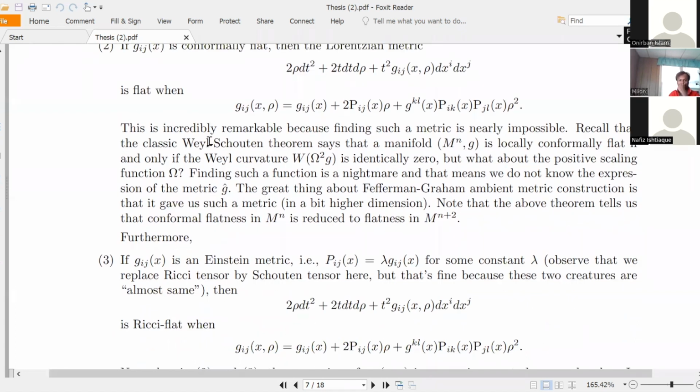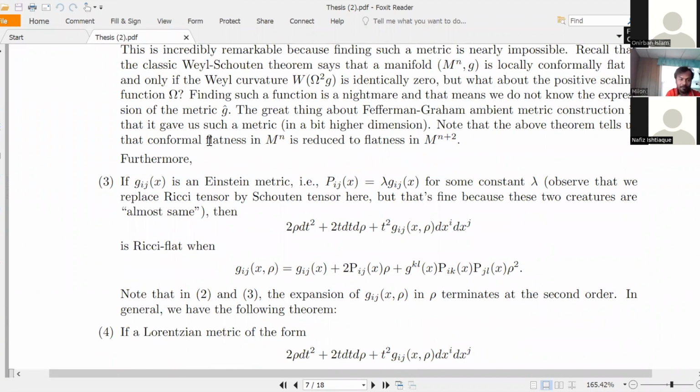Okay, thanks. The next result is also way more cool. This is their third result. It says that if your base manifold is Einstein, then the top manifold, the n plus two dimensional one, is Ricci flat. I need to be a little bit careful. What I'm saying is that if the base manifold is Einstein, then your top manifold is Ricci flat. I think Ricci flat things are important for physics people.